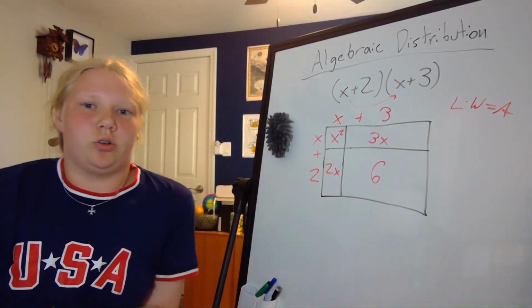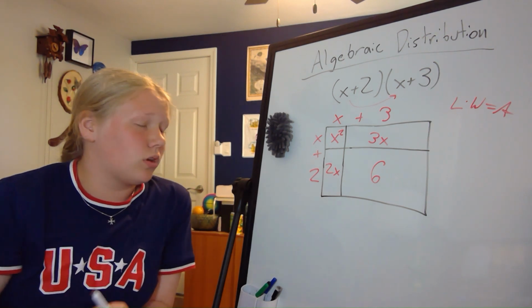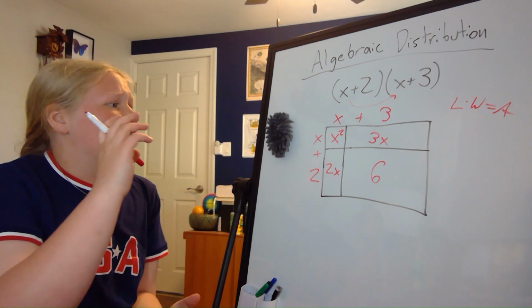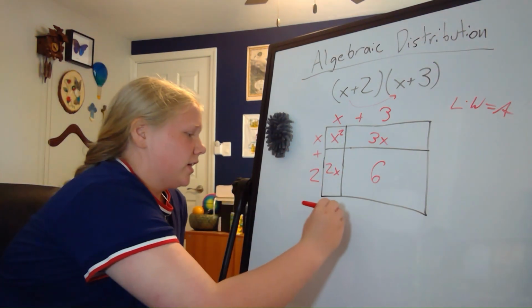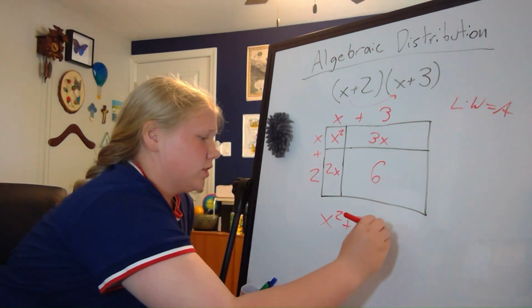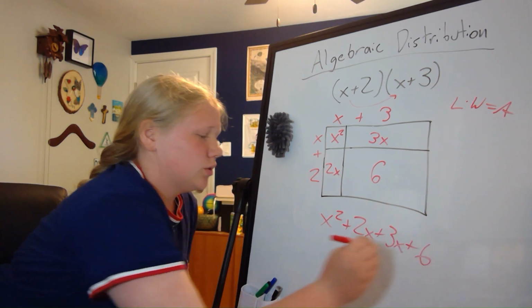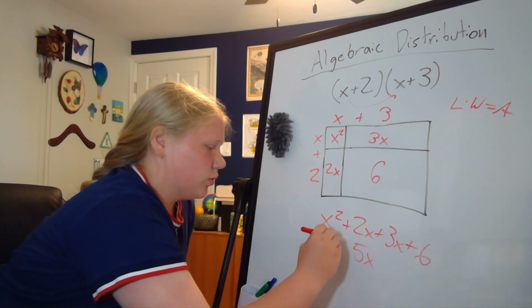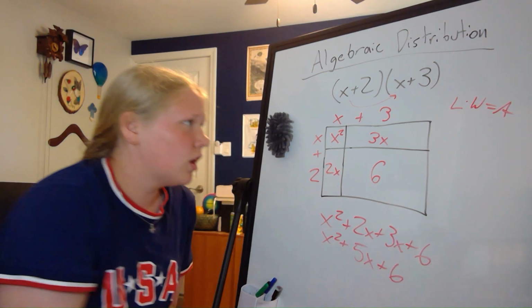So that's just your normal, basic geometry type of thing. And so you can write out your trinomial as x squared plus 2x plus 3x plus 6, which gives you the same thing as foiling, which would be 5x. So x squared plus 5x plus 6.